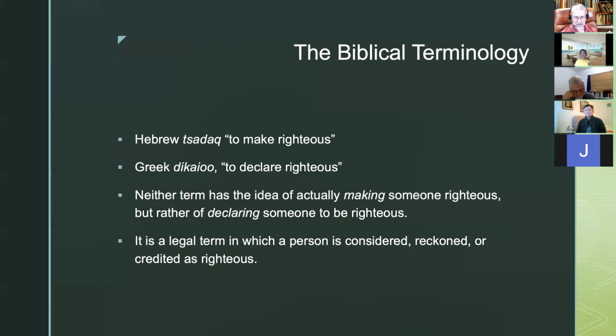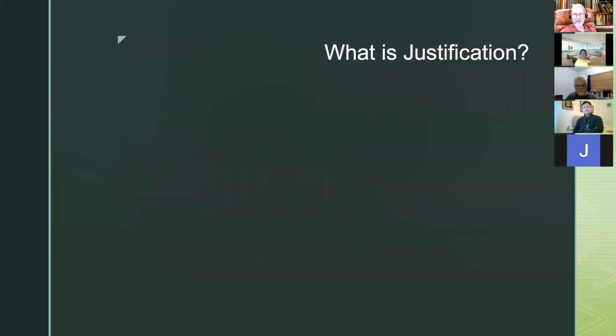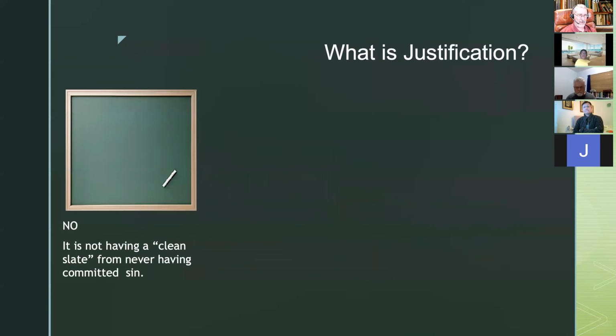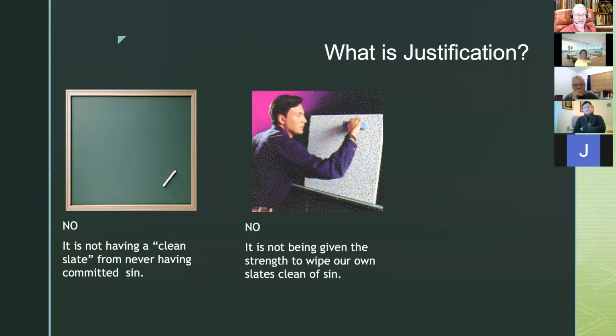So if you ever run into the modern New Perspective material, know that those folks really aren't right. They sound really good, but they're wrong. Okay. So what is justification? No, it's not having a clean slate because you've never, ever committed a sin. Paul says it very clearly: all have sinned and fall short of the glory of God. None of us are perfect, and we don't have a clean slate because we haven't sinned.